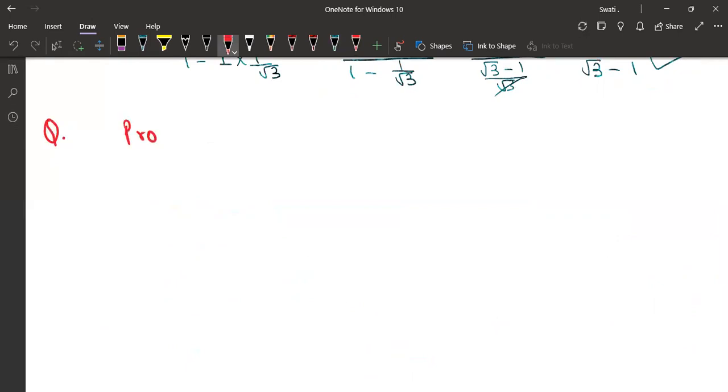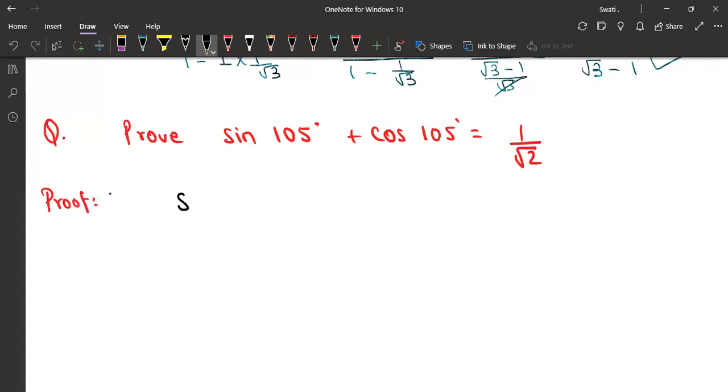So we have to basically prove that sine 105 degree plus cos 105 degree will be 1 upon root 2. This is what we need to prove. Of course, by looking at the question, you can say that we don't know the value of 105 degree, right? So what we will do, we will again use some formulas here. For that, I'll write down whatever we have on the LHS, that is left-hand side. So on the left-hand side, we have sine 105 degree plus cos 105 degree, right?